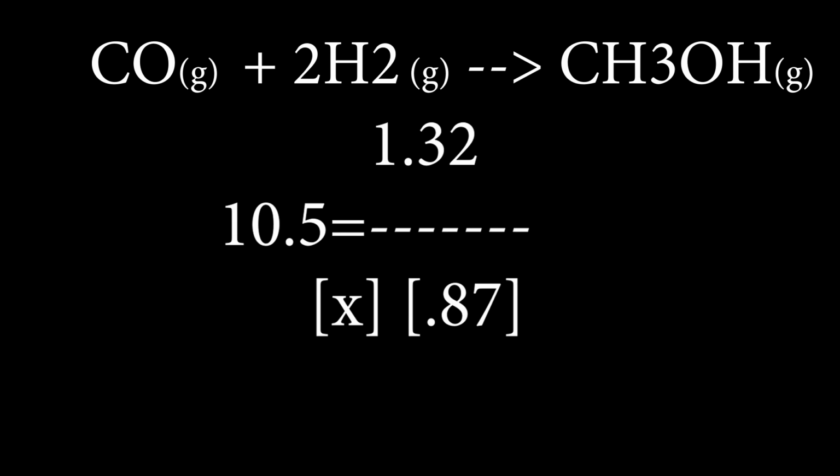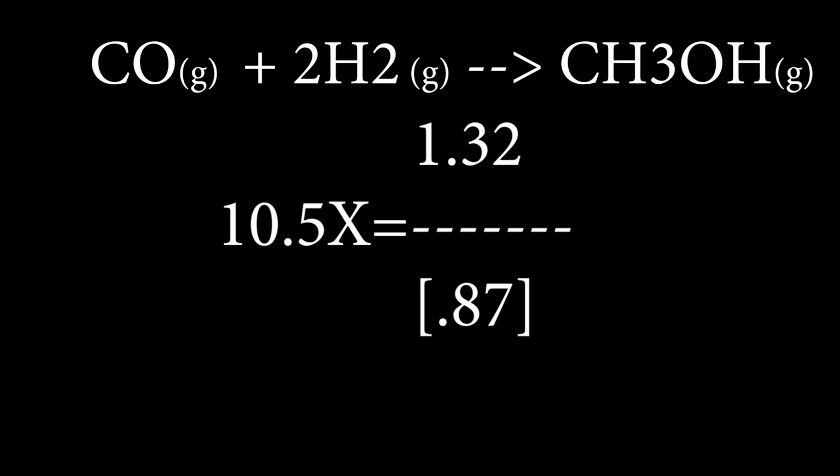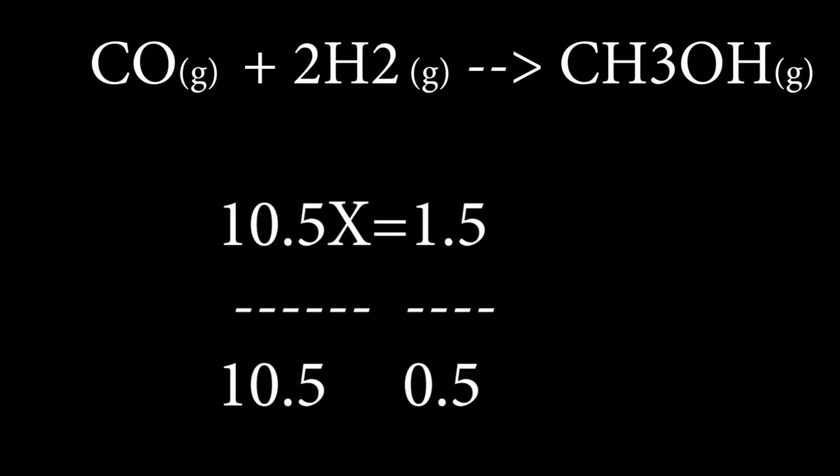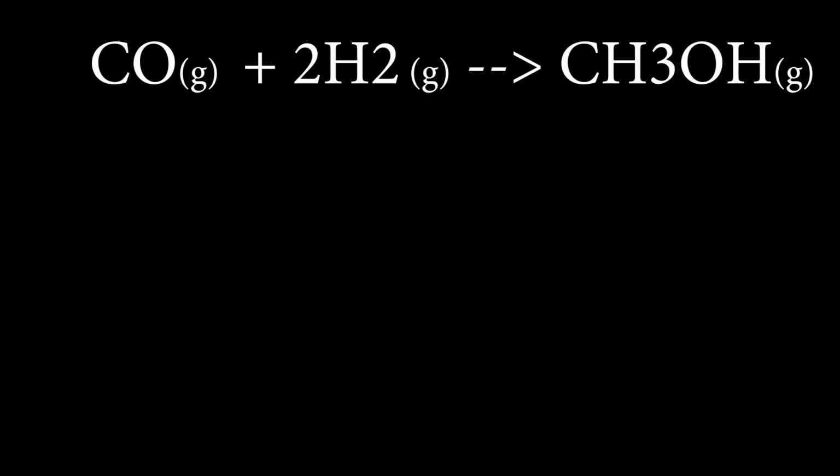Since x is on the denominator, we have to multiply x on both sides. So x cancels out here, and 10.5 becomes 10.5x. Now we divide 1.32 by 0.87, which gives you 1.5. Next, we get the x by itself. So we divide 10.5 on both sides to get our answer. These cancel out, and we divide 1.5 by 10.5, and we get 0.14. So our answer is x equals 0.14.